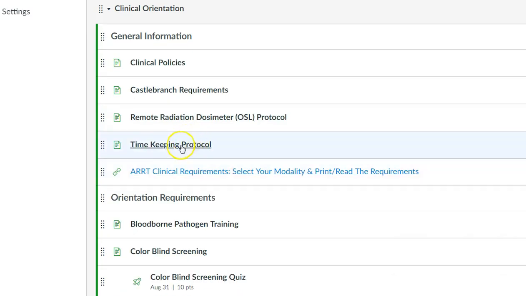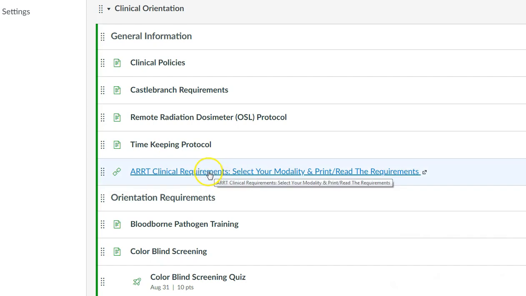Additionally, beyond those timekeeping protocols, I want you to familiarize yourself with ART clinical requirements. I'll have additional videos that document what this process really looks like for the given modalities for CT and MRI and mammography. But this link is here for you to be able to look at any requirements that are a part of the certification process.